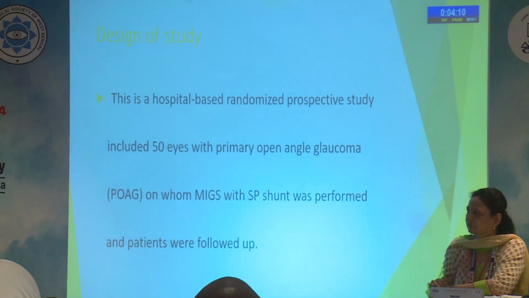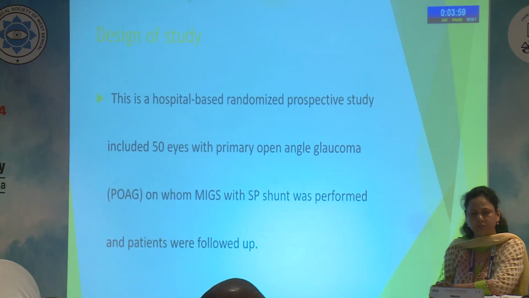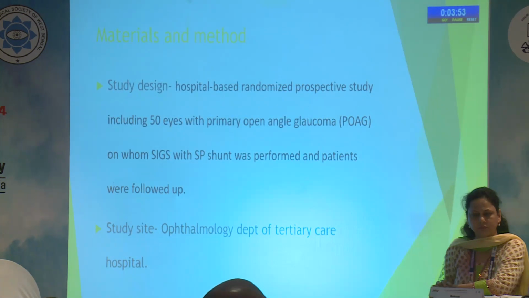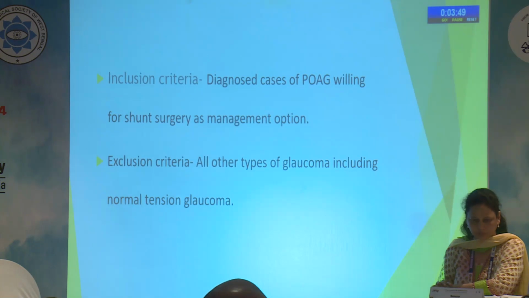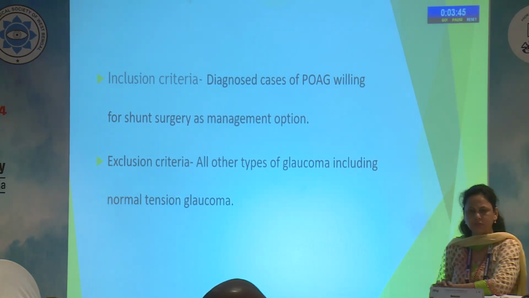So the design of this study was a hospital-based randomized prospective study which we have taken as a pilot project. It included 50 eyes of patients with primary open angle glaucoma who were willing to undergo microincision glaucoma surgery with SP shunt. The study site was the ophthalmology department of a tertiary care hospital. Inclusion criteria included diagnosed cases of primary open angle glaucoma willing for shunt surgery, and exclusion criteria was all other forms of glaucoma, including normal tension glaucoma.